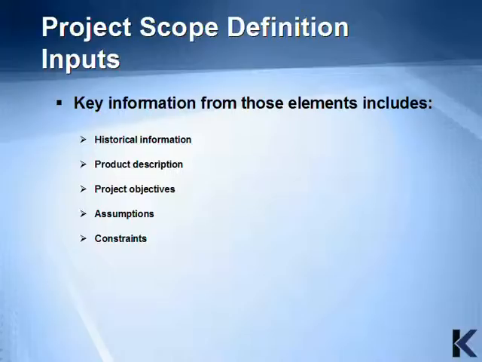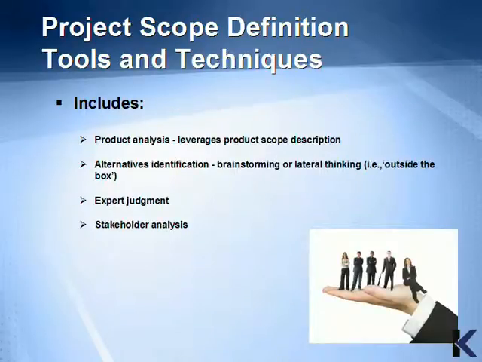Within those inputs is key information that's relevant for scope, including historical information, product description, project objectives, assumptions, and constraints. Product analysis is a method for converting the product description and project objectives into deliverables and requirements. It may include value analysis, functional analysis, systems engineering techniques, systems analysis, or value engineering techniques to define the product or service in detail.